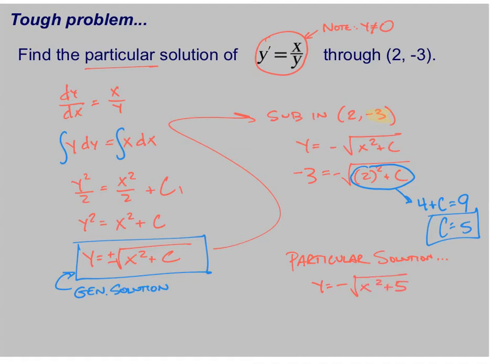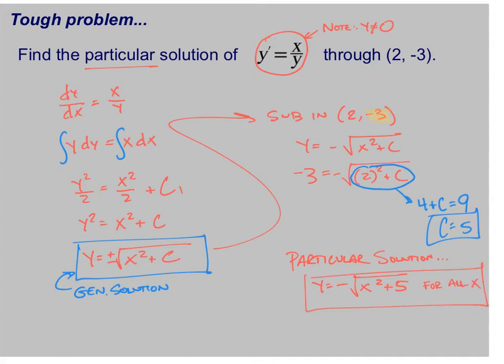Now, I've made this big point to say we should always, especially when talking about our particular solutions, state a domain. I know that y cannot equal 0 from the differential equation, but we have this quantity x squared plus 5 under the square root symbol. That'll never equal 0. So this particular solution is defined for all x.